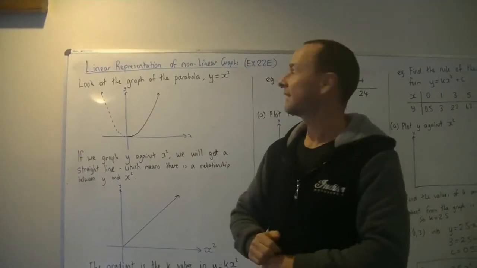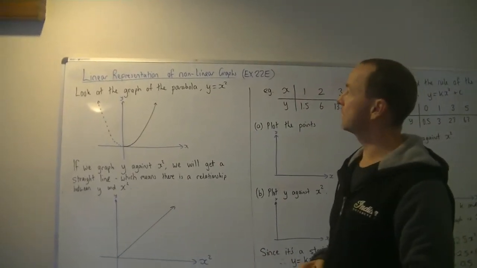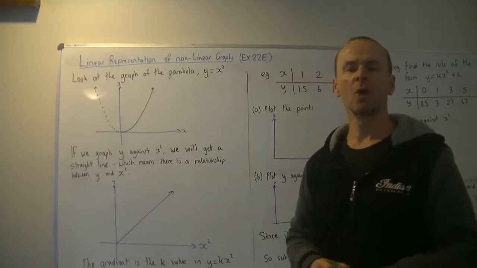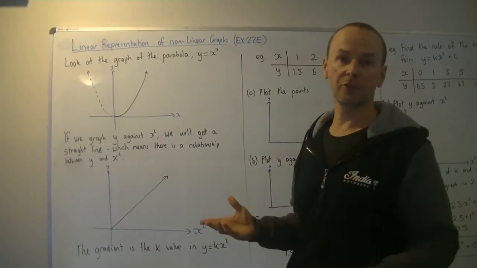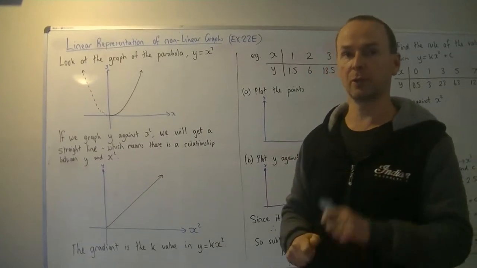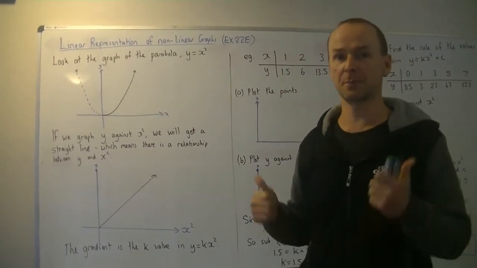Year 12s. Today we're doing exercise 22E and it is called linear representations of nonlinear graphs. What that means is we've got a graph that's not a straight line and we have to make it a straight line so we can find the relationship between the two variables. Anyway, copy down the notes first and then I'll explain it all.